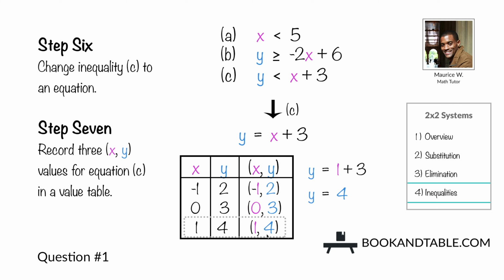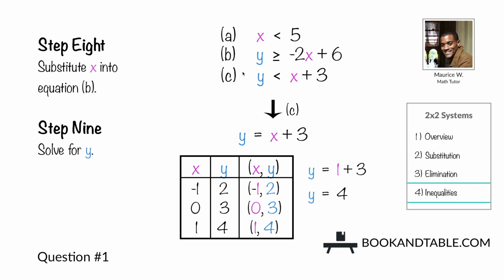And now that we have the value tables for A, B, and C, we can sketch all 3 of those lines. But before we do that, we want to find the 3 vertices where these 3 lines cross. So we want to find where A and B cross each other. We want to find where A and C cross each other. And then we want to find where B and C cross each other.